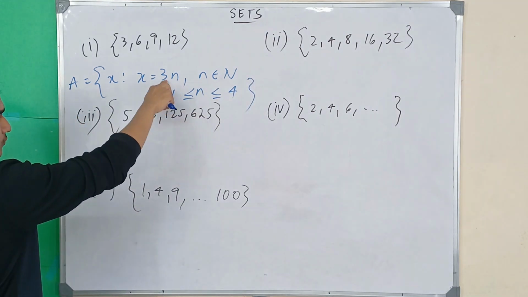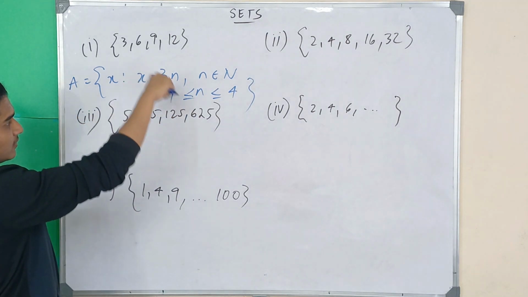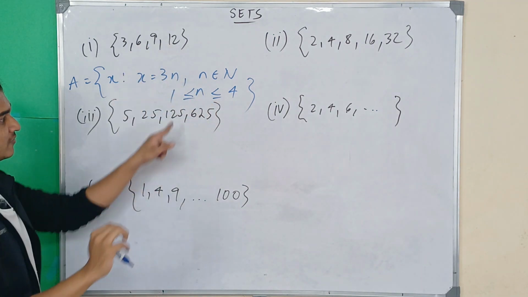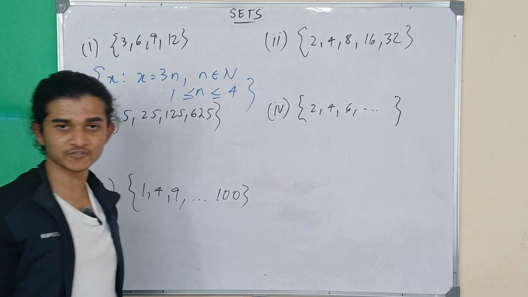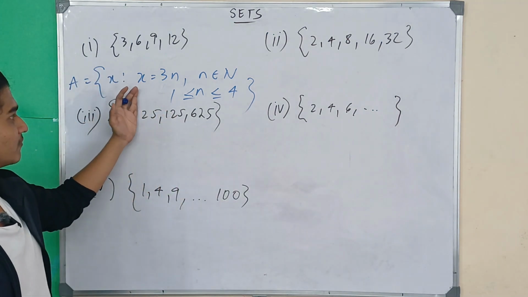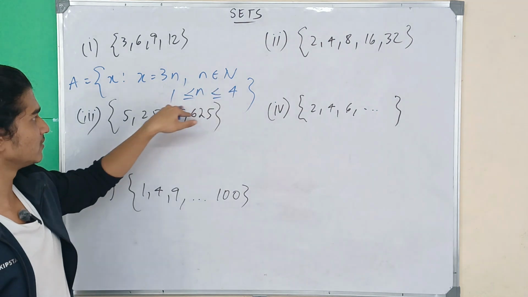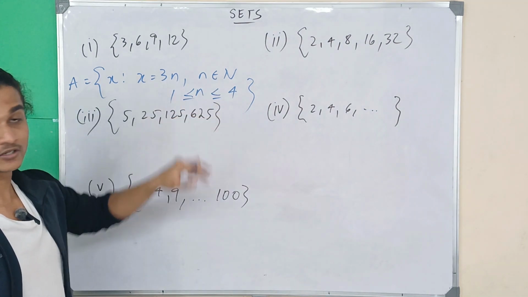So n is your natural number. You put 1, you get 3. You put 2, you get 6. You put 3, you get 9. You put 4, you get 12. So I have included both 1 and 4. There are many different ways to write this, and this is one of the ways. Set of all x such that x is equal to 3n, n belongs to natural numbers, and it lies between 1 and 4, including 1 and 4.